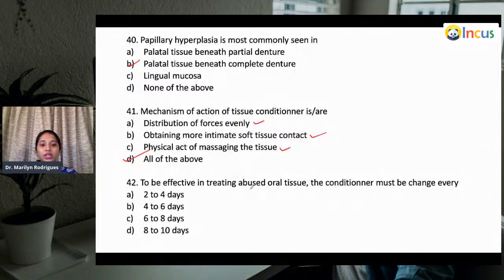To be effective in treating abused oral tissue, the conditioner must be changed every how many days? Question number 42, the answer is B, every 4 to 6 days. It has to be changed every 4 to 6 days, okay?